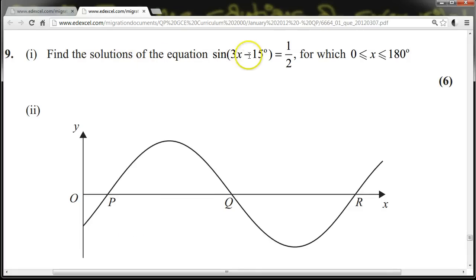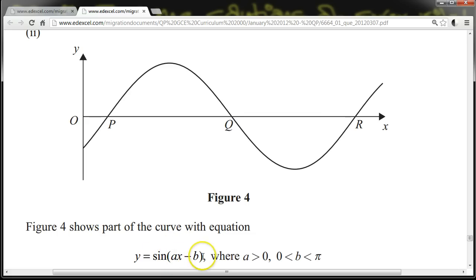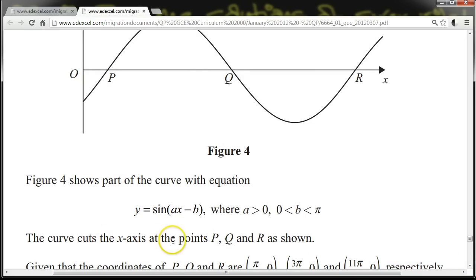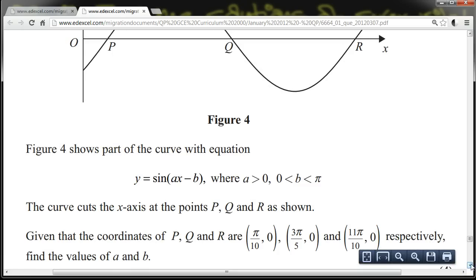Find the solutions of the equation sine(3x minus 15 degrees) equals a half, for which x lies between 0 and 180 degrees. Figure 4 shows part of the curve with equation y equals sine(ax minus b). A is bigger than 0, b lies between 0 and pi. The curve cuts the x-axis at the points P, Q and R. Given that the coordinates of P, Q and R are these, respectively, find the values of A and B.